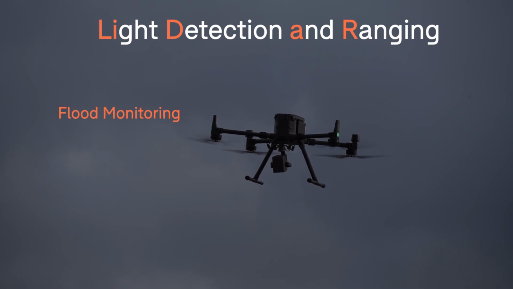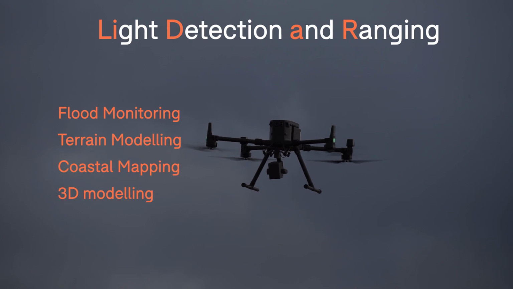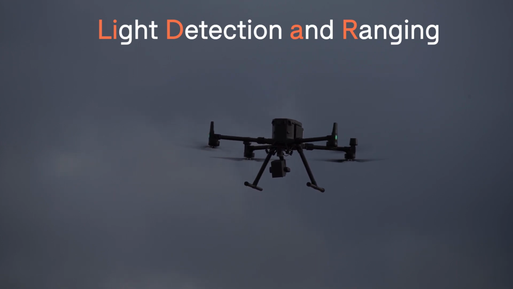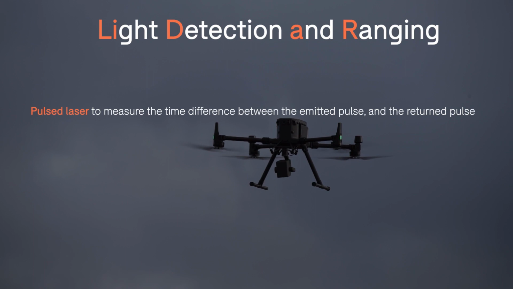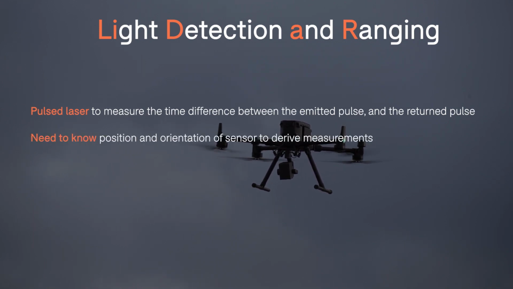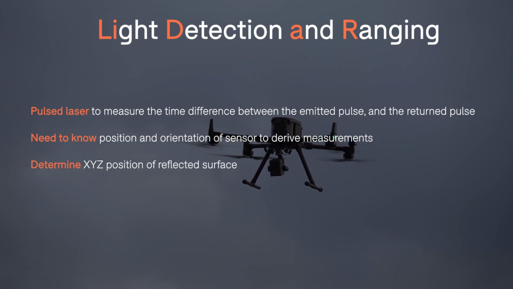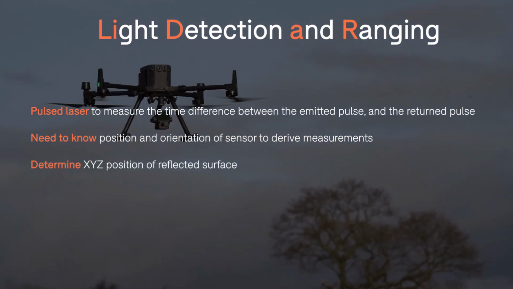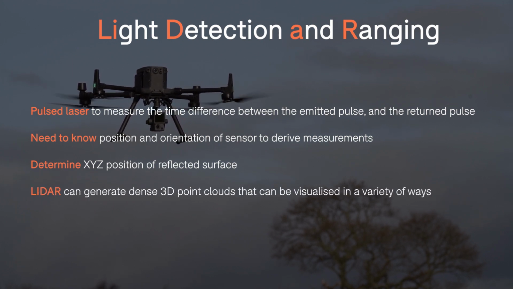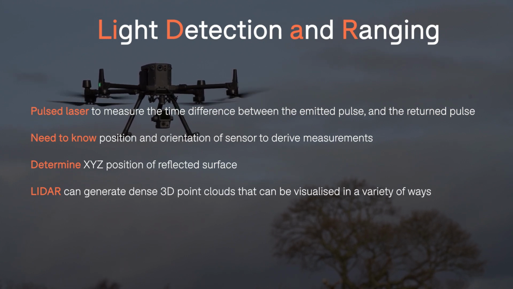Fast forward, an aerial-mounted Lidar now has applications across a range of surveying and mapping verticals, including flood monitoring, terrain modelling, coastal mapping, and 3D modelling. A Lidar scanner uses light in the form of a pulsed laser to measure the time difference between an emitted pulse and a return pulse. Knowing the position and orientation of the sensor, this can then be used to determine the XYZ coordinates of the reflective surface. On a large scale and with high point sampling rates, Lidar can be used to generate three-dimensional point clouds with millions of individual data points.